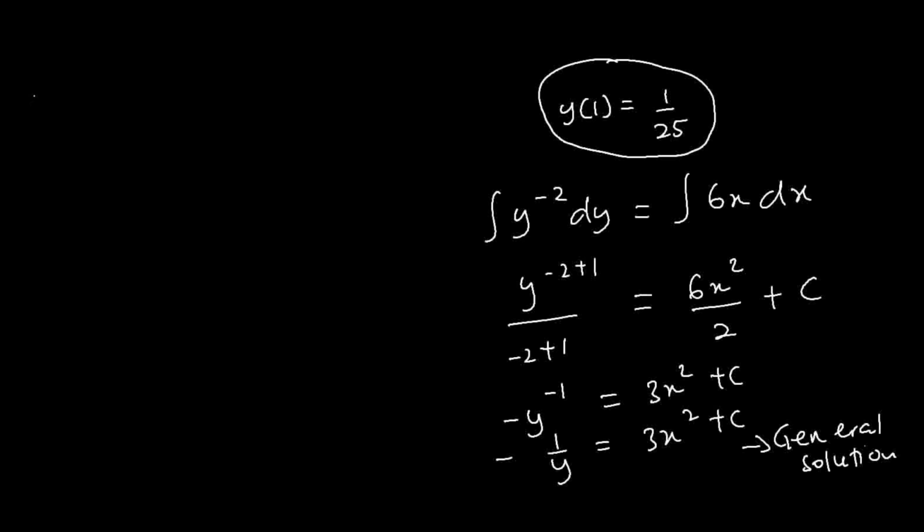Okay, so now I have the solution: minus 1 over y equals 3x squared plus c, given the initial condition y of 1 equals 1 over 25. So I'm going to use this initial condition to find the value of c. Okay, so let's look at that.